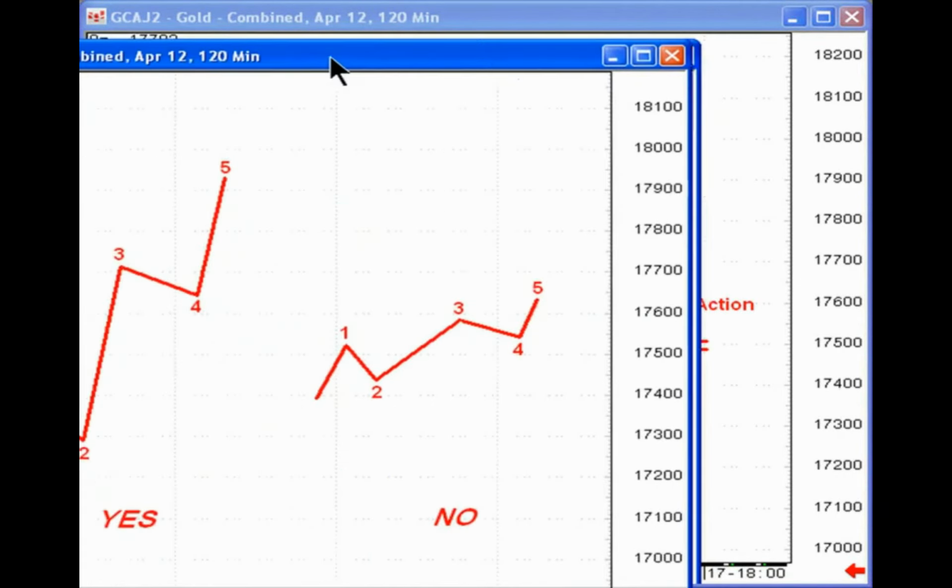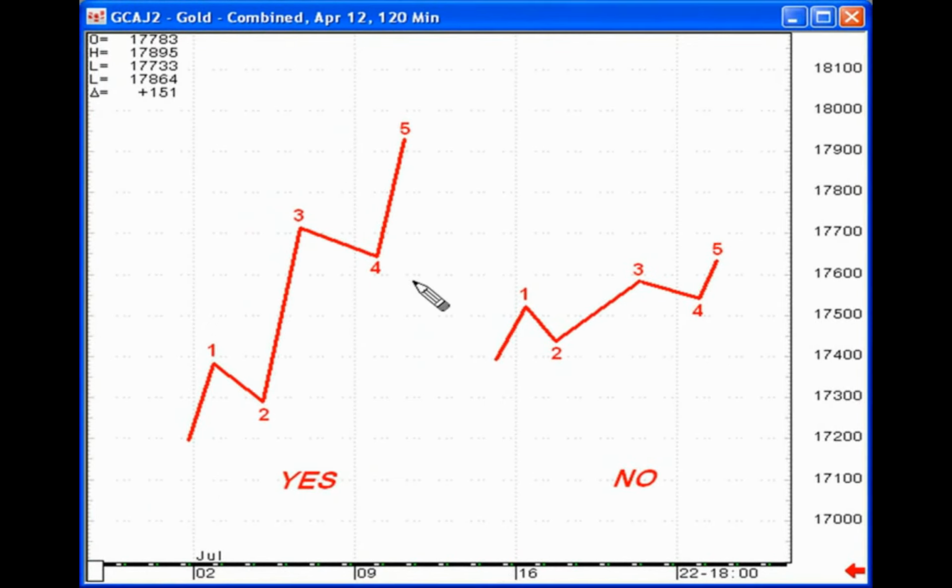So just to kind of wrap things up here, let me show you two more quick slides and we'll call it a day. Here we have two impulse waves, okay? We have waves 1, 2, 3, 4, 5. Wave 2 does not end below the origin of wave 1. Wave 3 is not the shortest impulse wave of waves 1, 3, and 5. Wave 4 does not end in the price territory of wave 1. This move over to the left that you see right here, we have 5 waves up, non-overlapping. All the rules and guidelines of the wave principle are adhered to.